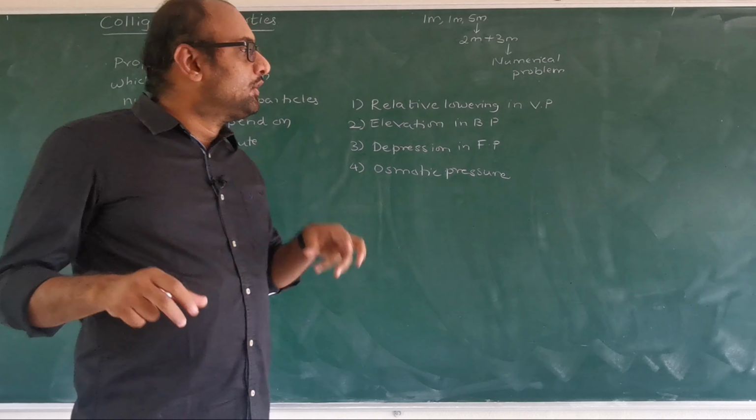Now, let us compare both these. Here we have P is equal to Pa plus Pb. Here we have only P is equal to Pa. Pb is not here. Hence, the vapor pressure of this solution will be lowered. It will be less compared to the vapor pressure of this solution. That we call relative lowering in vapor pressure.